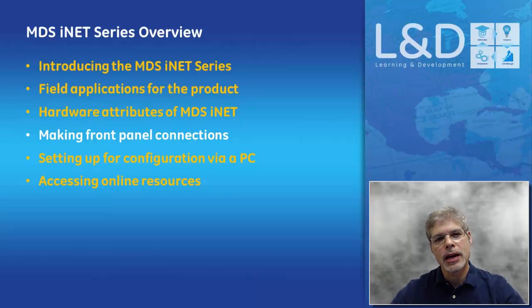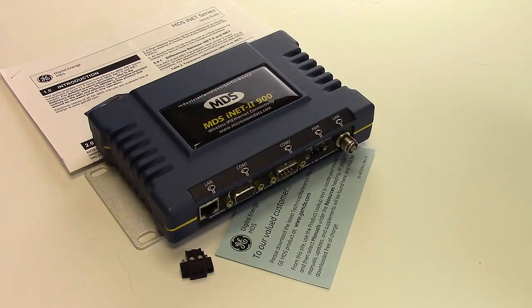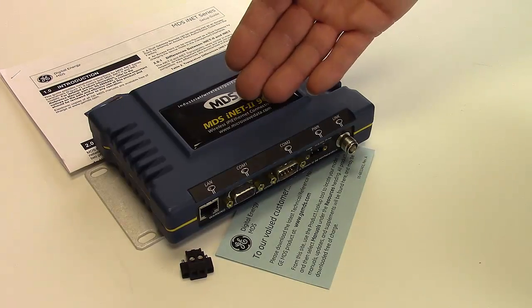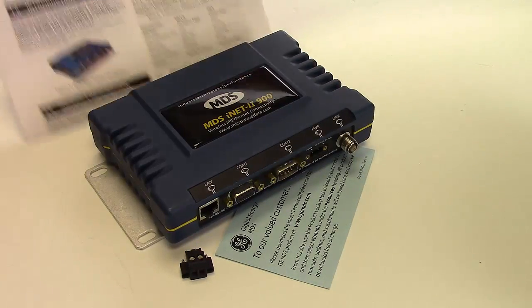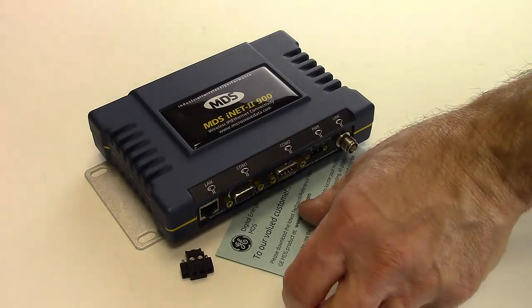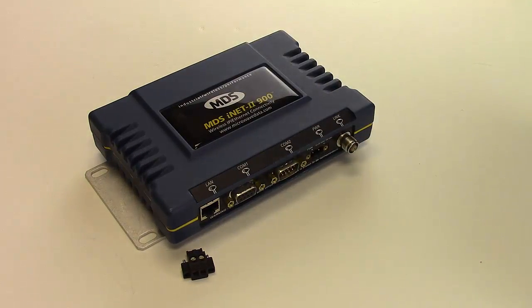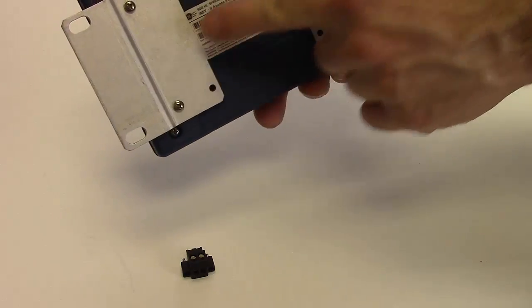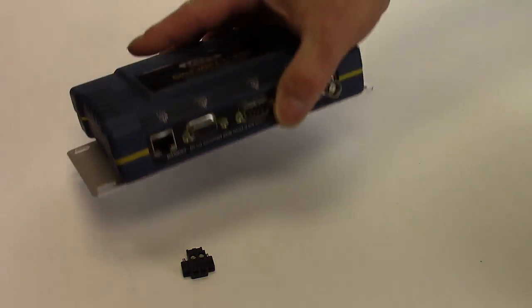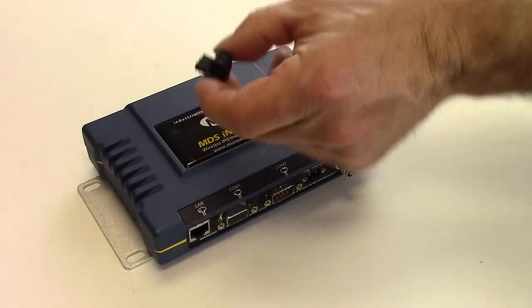Next, we'll cover making actual cable connections to the radio. This is intended to be an overview, so you should always consult the documentation sent with your radio for complete details. Seen here are the items typically supplied with an iNET radio. Besides the radio itself, there is a quick start guide, a small card telling you how to download the full technical manual, mounting brackets, in this case already attached to the radio, and a DC power connector.